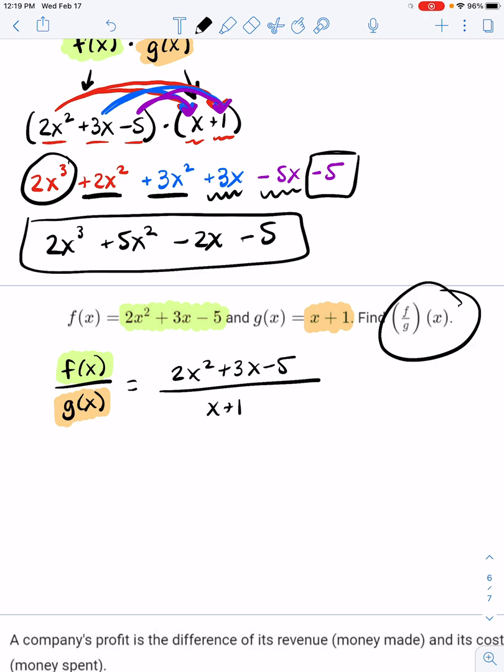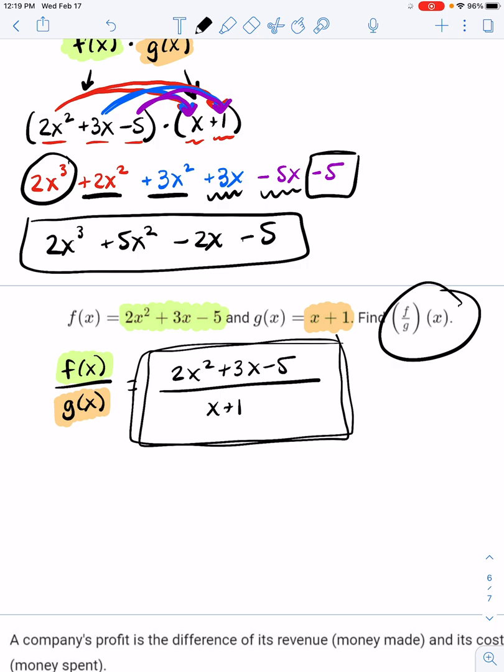And again, we can actually divide this eventually, but you've not learned how to do that yet. So for now, this is going to be your answer. And I don't think they ask about domain restrictions at this point. So that's just your final answer. The function on top divided by the function on the bottom.